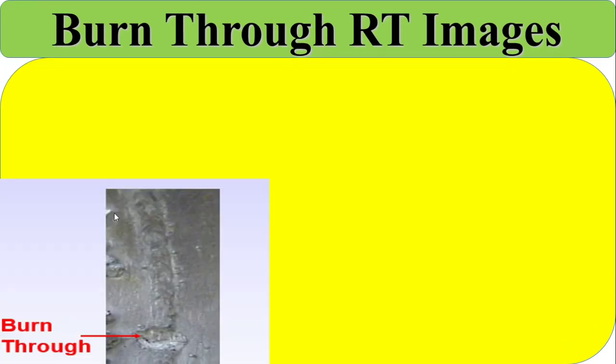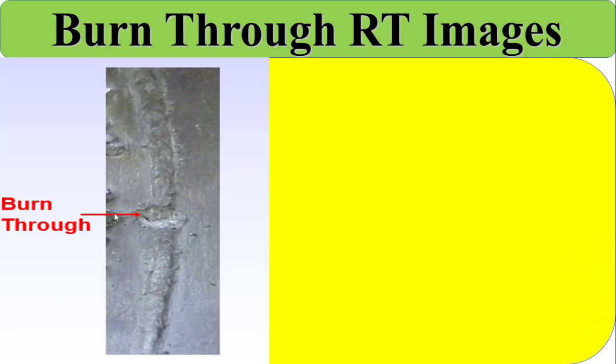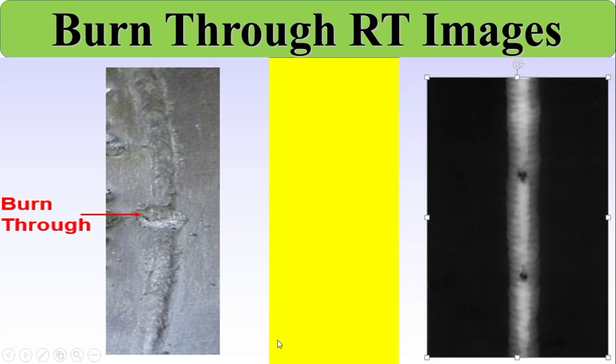Now burn through RT images, how does it look? You see the burn through. This is your burn through, here to here. The parent metal is already melted here. It's like a hole. You see here, totally black image is coming from here. This is burn through. This is also burn through. So these two are the burn through images.